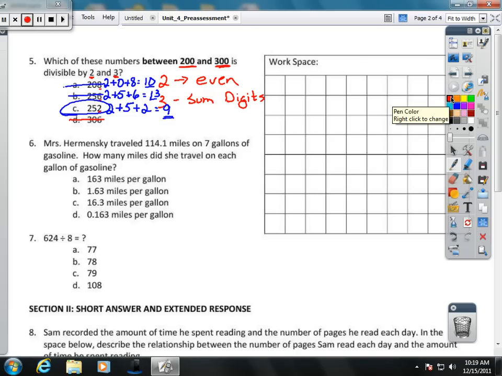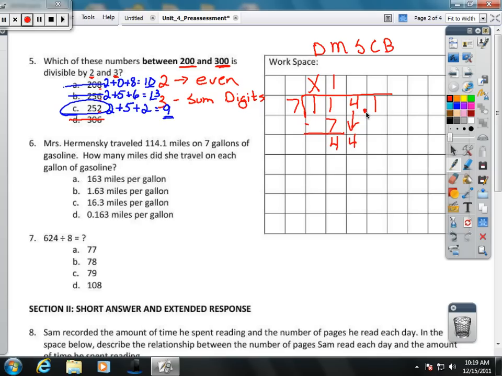So now we've got number 6. Number 6 says Mrs. Hermensky traveled 114.1 miles. I want to divide that by 7 gallons of gas. So let's do our divide, multiply, subtract, compare, bring down. Let's see. 7 goes into 1? Can't do it. 7 goes into 11 once. Multiply that. 1 times 7 is 7. Let's subtract. 11 minus 7 is 4. And now I compare. Is 4 less than 7? Yes, it is.